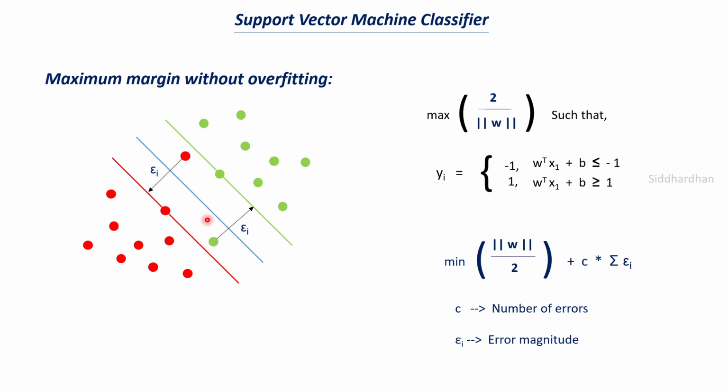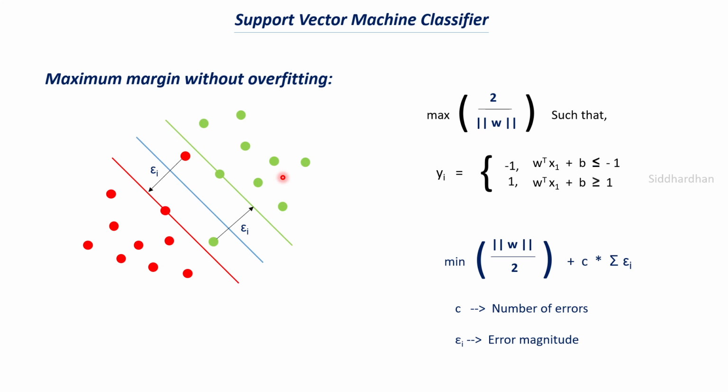Our model cannot classify these data points correctly, but that is fine, because if you try to overtrain your model, that's not something we want, because it can make a lot of mistakes on our test data. So we will let our model make some mistakes, so that it doesn't overfit. We will try to minimize this norm of w by 2 value, along with giving some tolerance for error, which is represented as C into summation of epsilon i, the total error magnitude, where C is the number of errors and epsilon i is the error magnitude for each data point. Okay, so this is how you can maximize your margin without overfitting.